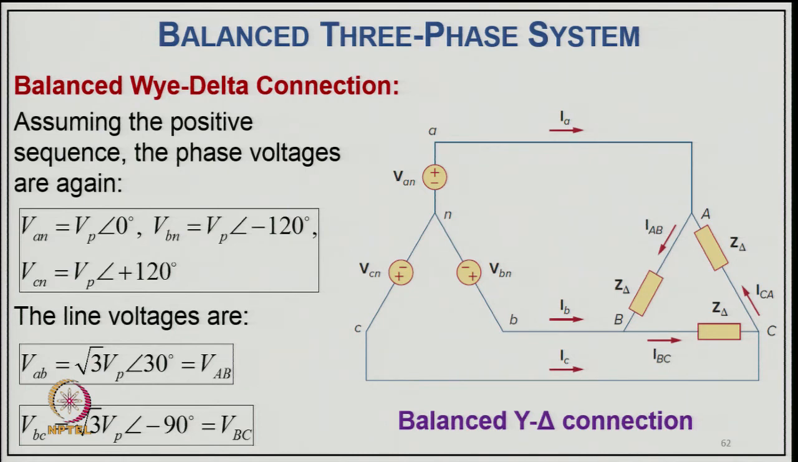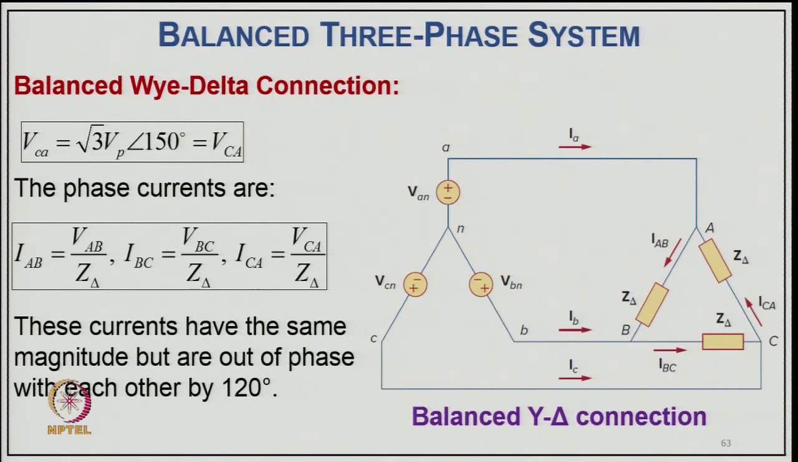So, the line voltages are Vab equal to root 3 Vp at an angle of 30 degrees, Vbc equal to root 3 Vp at an angle of minus 90 degrees, which is across the load, considering that there is no source impedance. And similarly, Vca equal to root 3 Vp at an angle of 150 degrees, that is the voltage across the line Ca.